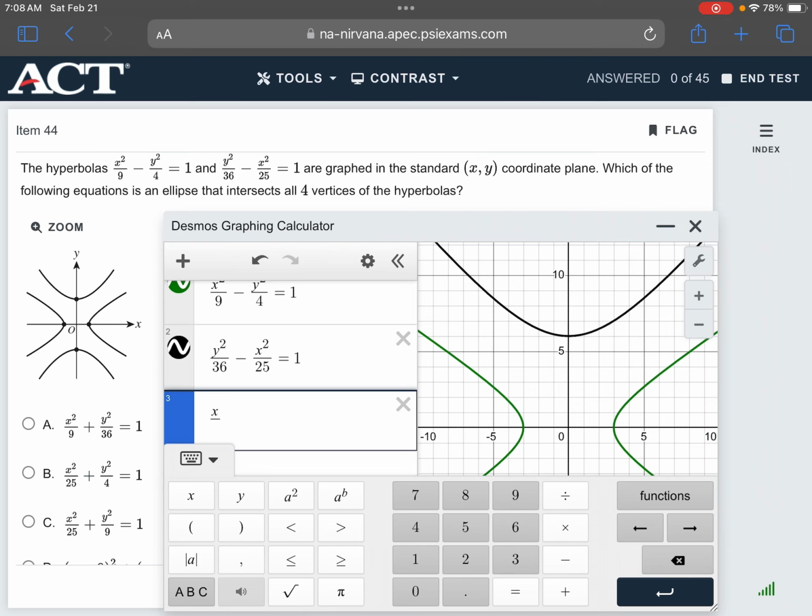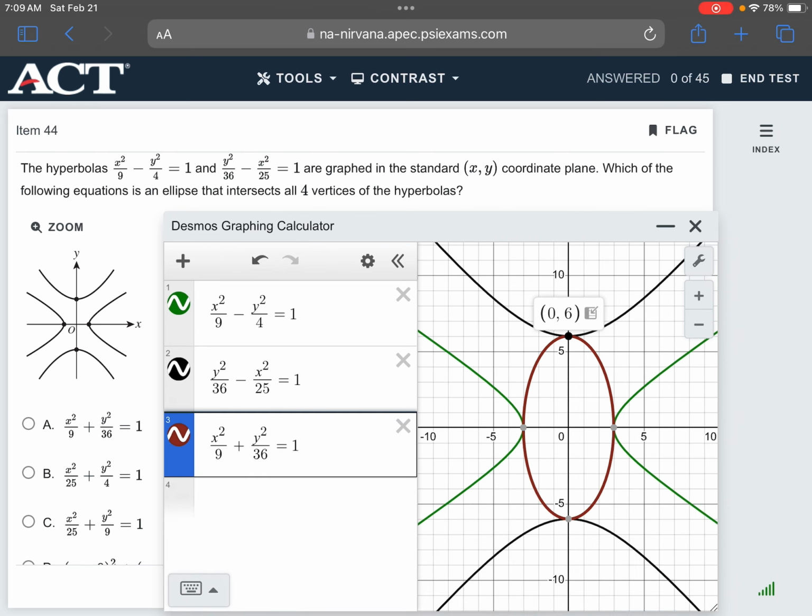So what we could just do then is go through and graph all of our answer choices and see which one gives us an ellipse, right? So you got to remember, an ellipse is just like a stretched out circle, and it just needs to touch all these vertices. So obviously it doesn't give us anything yet, but once we get this put in, equals 1, there it gives us that ellipse, that red ellipse there that touches all those vertices.